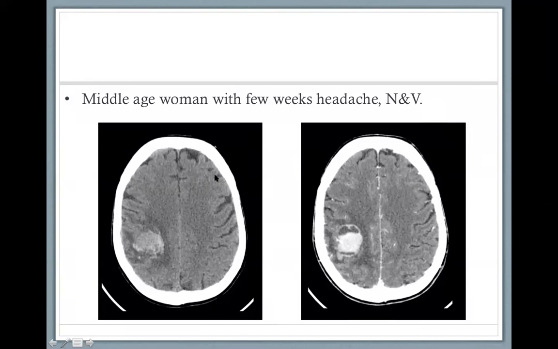Okay, so let's start by asking the question. These two images are for the same lady. She has had headache and nausea and vomiting. And the question is, what's the difference between the two images? It's at the same level. What do you think is the difference?